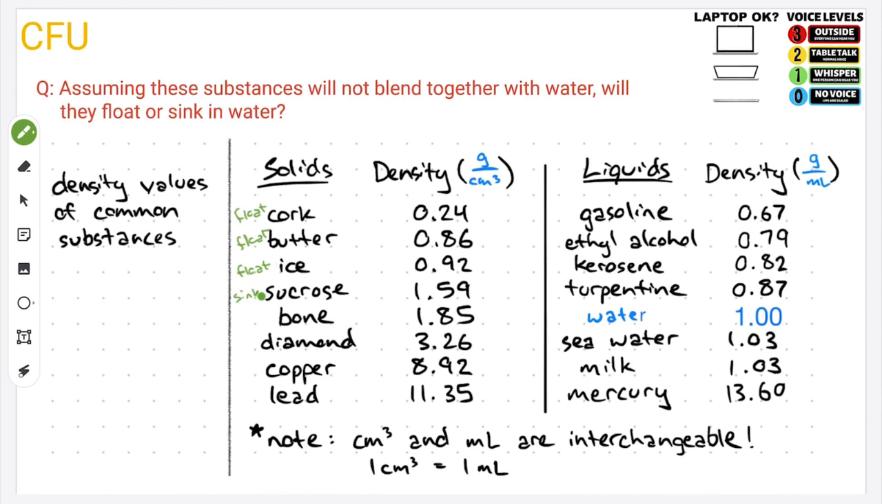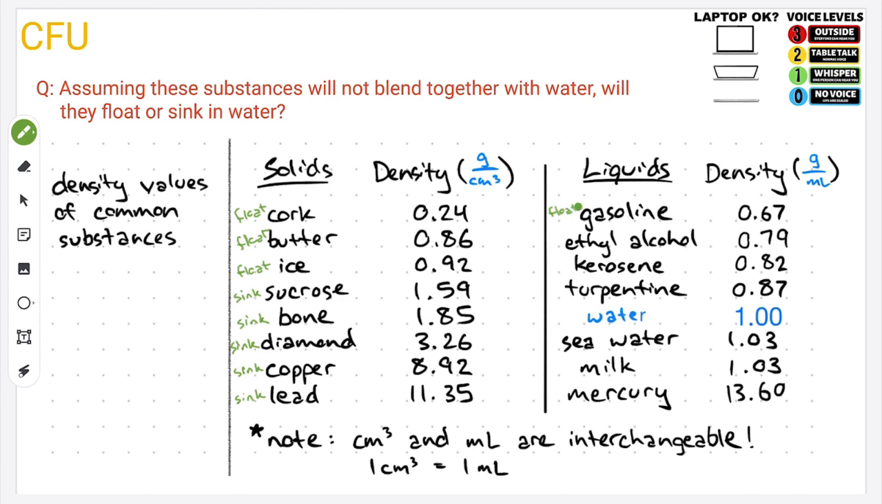Oh, it does, actually. If you try to mix a bunch of sucrose, which is sugar, in water, a lot of it, right, it ends up going to the bottom. Bone, 1.85, that's more dense than the density of 1 for water. That would sink, right? I hope you understand the idea here. So anything that is above 1 will sink in water, and anything that's below 1 will float, like gasoline. Gasoline will float.